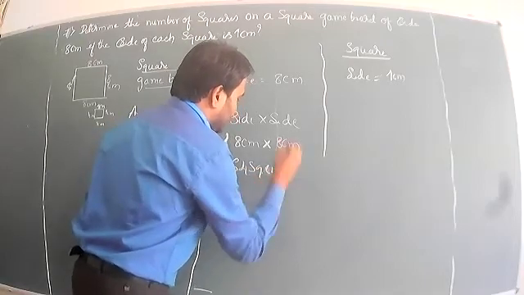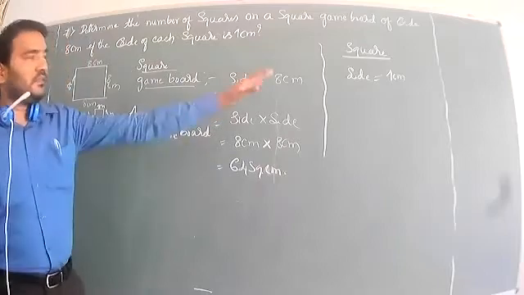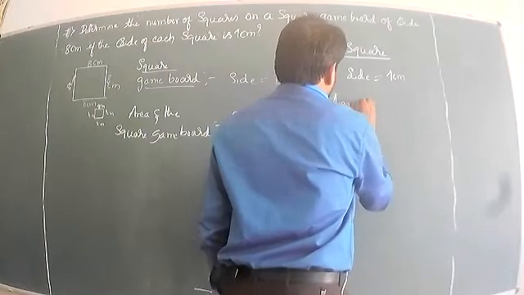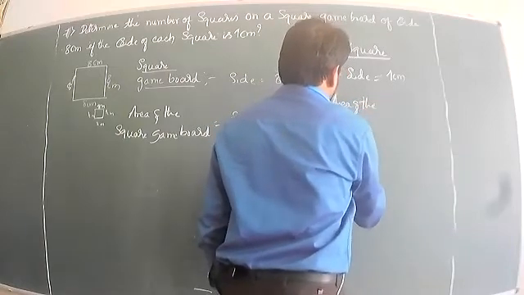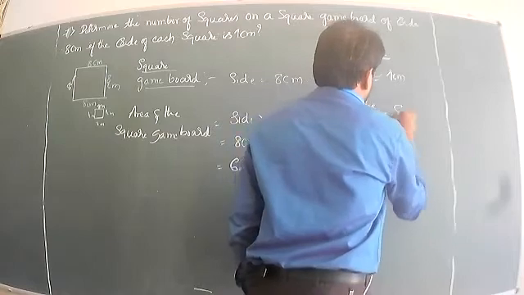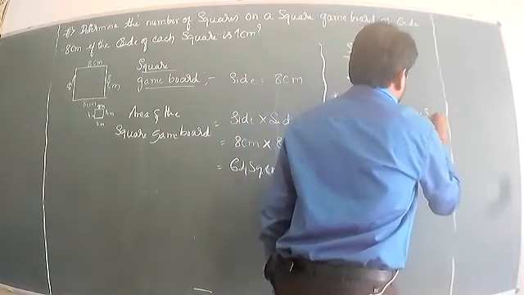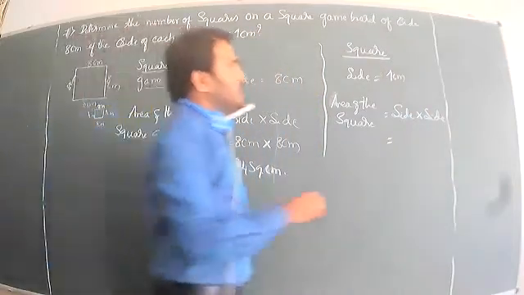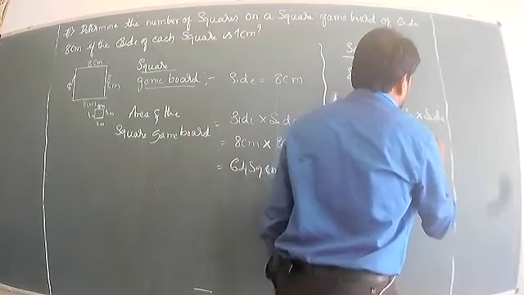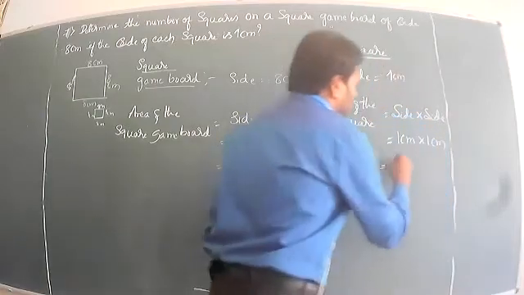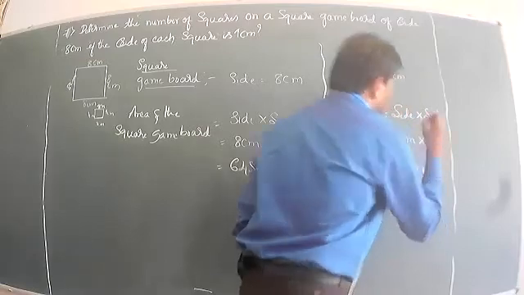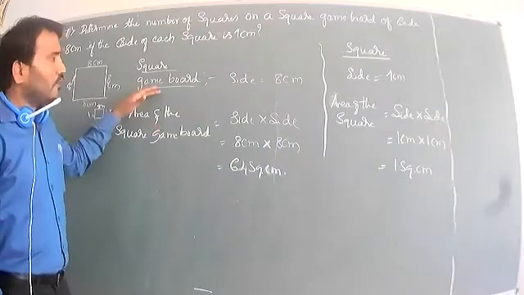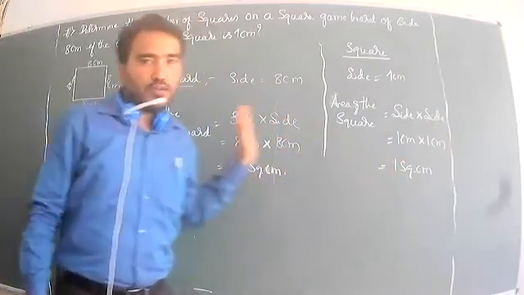Square centimeter. Now I will go for this other one. Area of the square equals side into side. Side means what? 1 centimeter into 1 centimeter, that is 1 square centimeter. So we have to find the area of the game board and the area of the square. Both values we have to find.